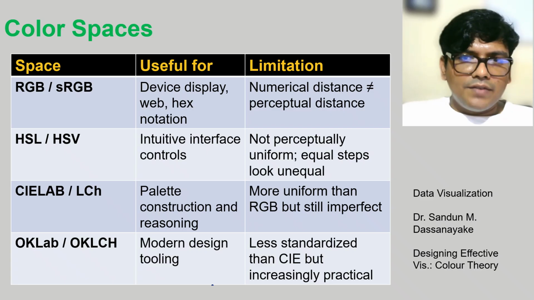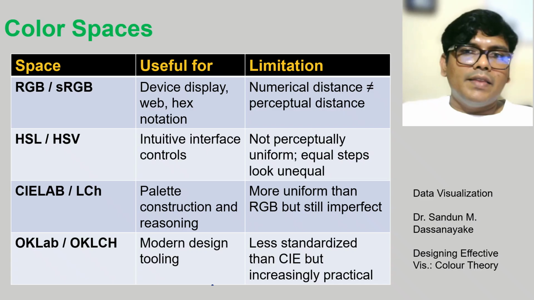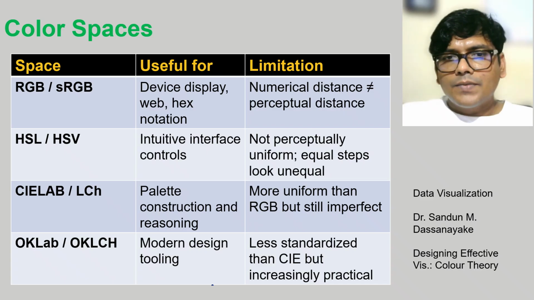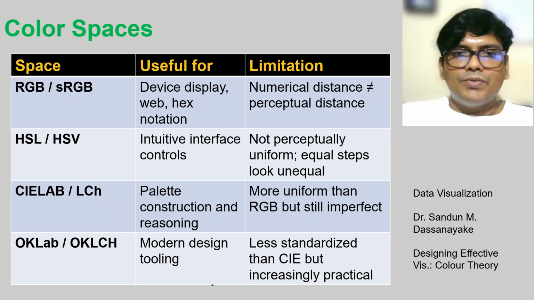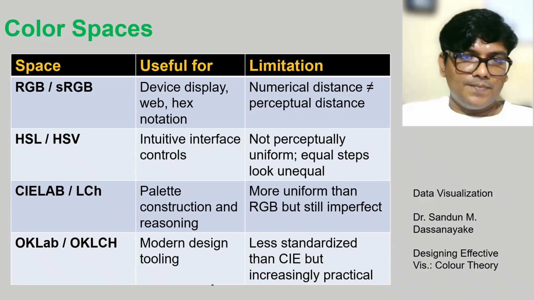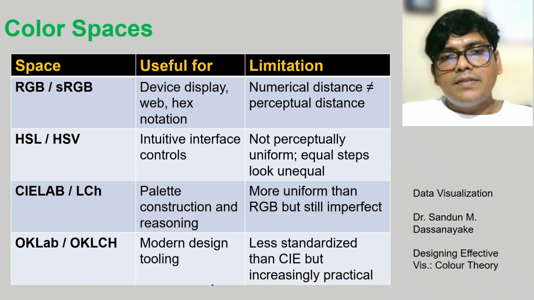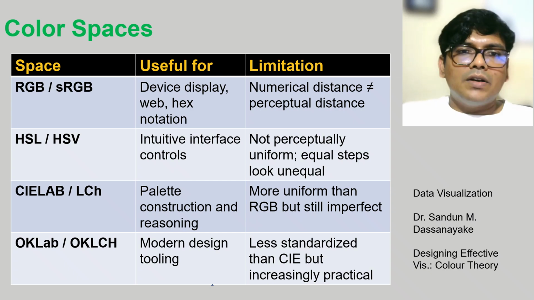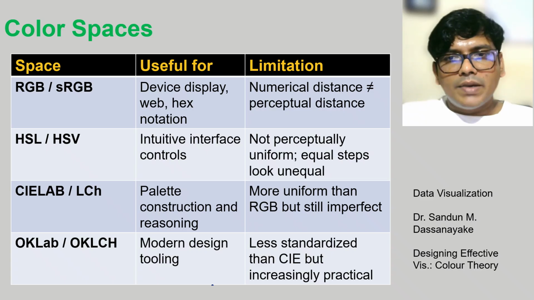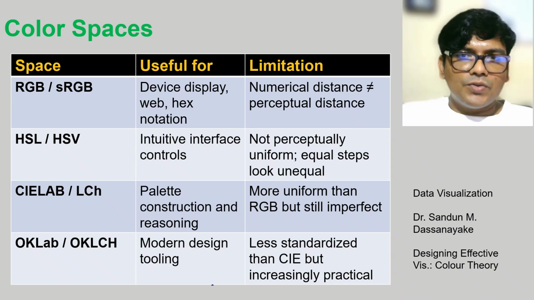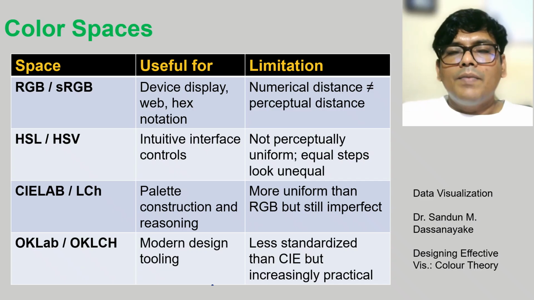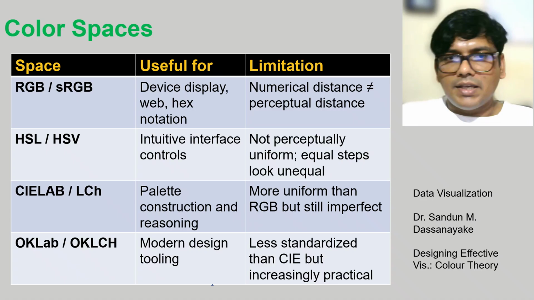HSL and HSV feel more natural to work with. Think of those sliders in a color picker. But they have the same underlying issue. The numbers still don't match what your eye actually perceives. CIELAB and LCH were designed to fix exactly this. The whole point was to build a color space where equal numerical steps look like equal visual steps. That makes them the right tool for building and thinking through a color palette. The maths actually lines up with what people see.